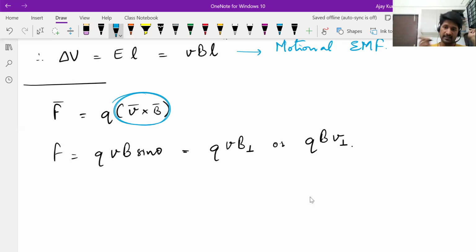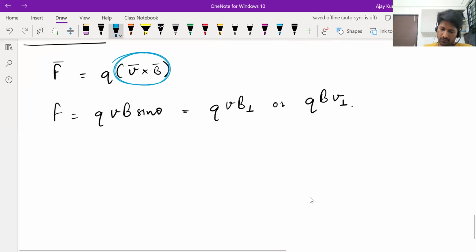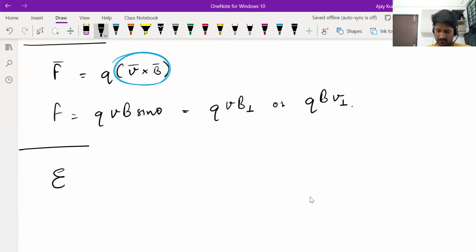So the length vector has to be perpendicular to both velocity and magnetic field. Along that direction only the charge separation will occur, and along that direction only the EMF will be produced. So if you want to find out the motional EMF in a general case, you can take it like this: B, V perpendicular, L perpendicular. Keep one vector as it is.